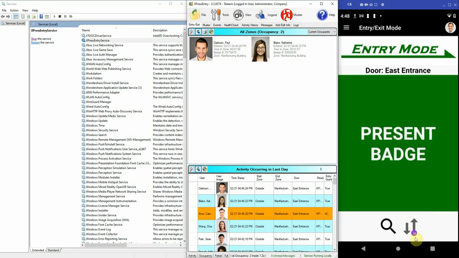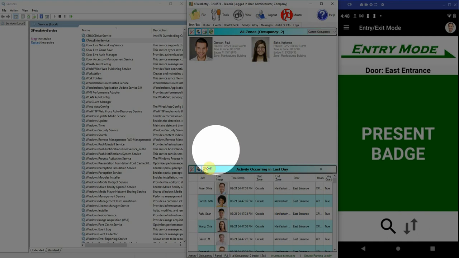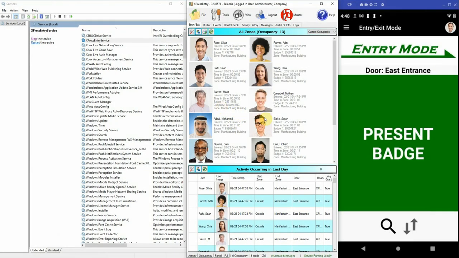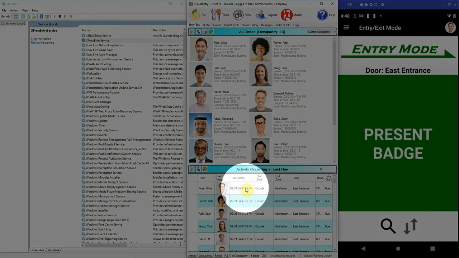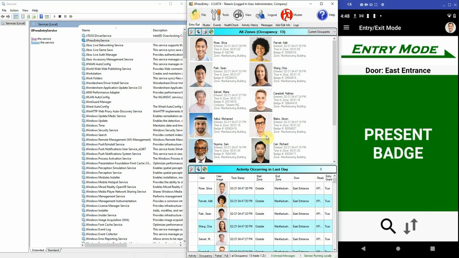Now, if we just focus here, you see these transactions are starting to spool. There you go. So you see all the transactions coming in, and you see the timestamp is 4:47 and it's now 4:48. These are transactions from the past, and they will come into the server immediately the reader establishes a connection. Now, this demonstrates the offline operation of XPressEntry.